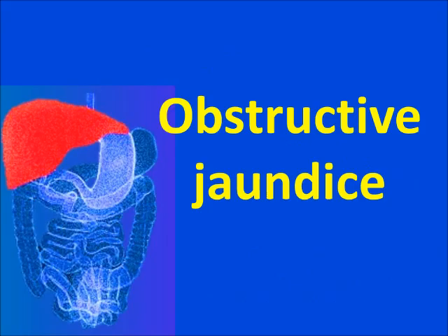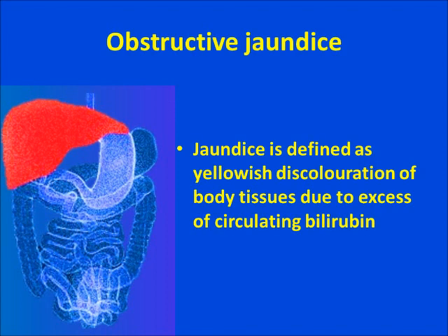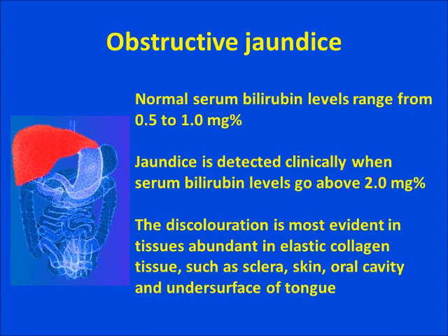I am going to talk to you about obstructive jaundice. Jaundice is defined as yellowish discoloration of body tissues due to excess of circulating bilirubin. Normal serum bilirubin levels range from 0.5 to 1 milligrams per cent. Jaundice is detected clinically when serum bilirubin levels go above 2 milligrams per cent.